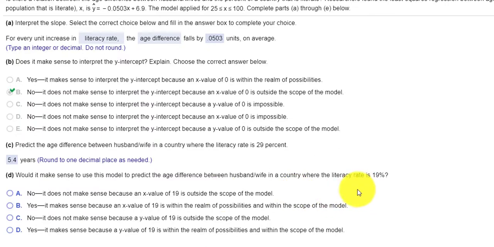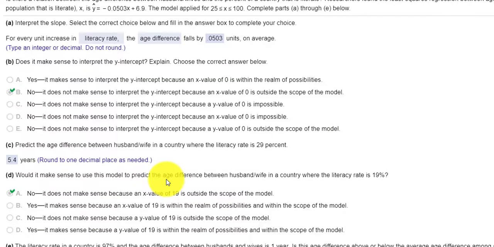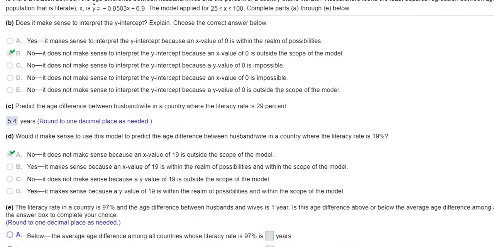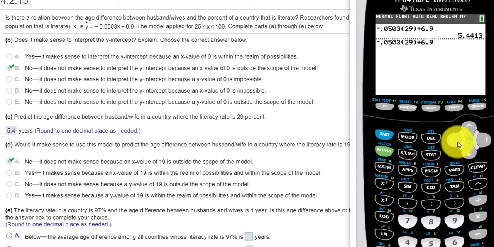Next, would it make sense to use this model to predict the age difference if the literacy rate is 19%? And the answer is going to be no, because 19 is outside of 25 to 100. Check answer, great. And then finally, we have a literacy rate of 97%. So I'm going to change this 29 to 97. And I press enter. And it looks like my change would be 2.02.